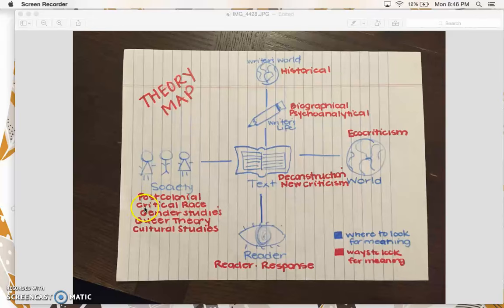ended. Critical race theory is about how race as a social construct is related to the identity making of characters and how the race dynamics take place in the text, how we can learn from that, learn how society functions considering race.